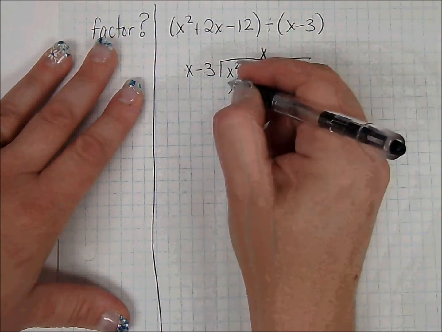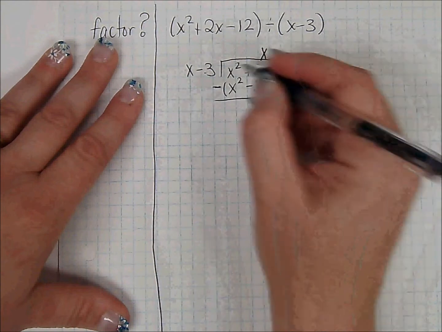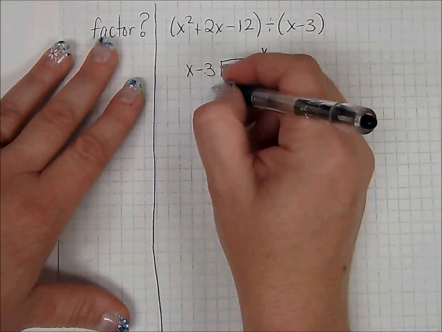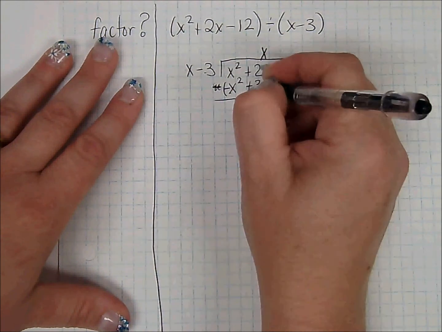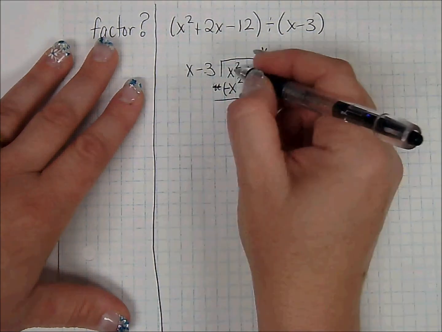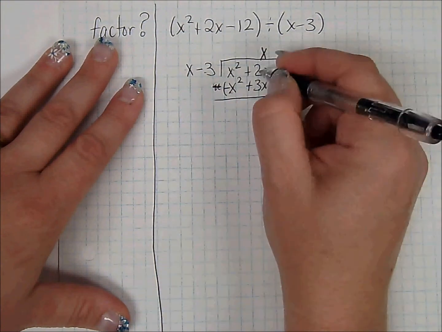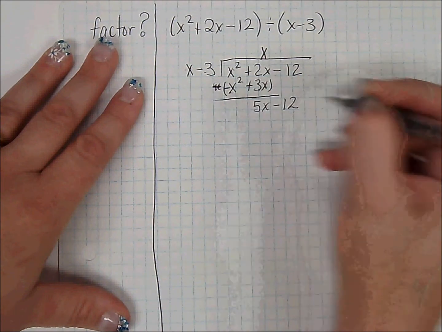I'm going to take this and I'm going to subtract it from here. X squared minus the x squared, and you might have to distribute that negative because that means then this is going to be minus and this is going to be plus. So x squared minus the x squared would give me 0. 2 plus 3 would give me 5x minus 12.